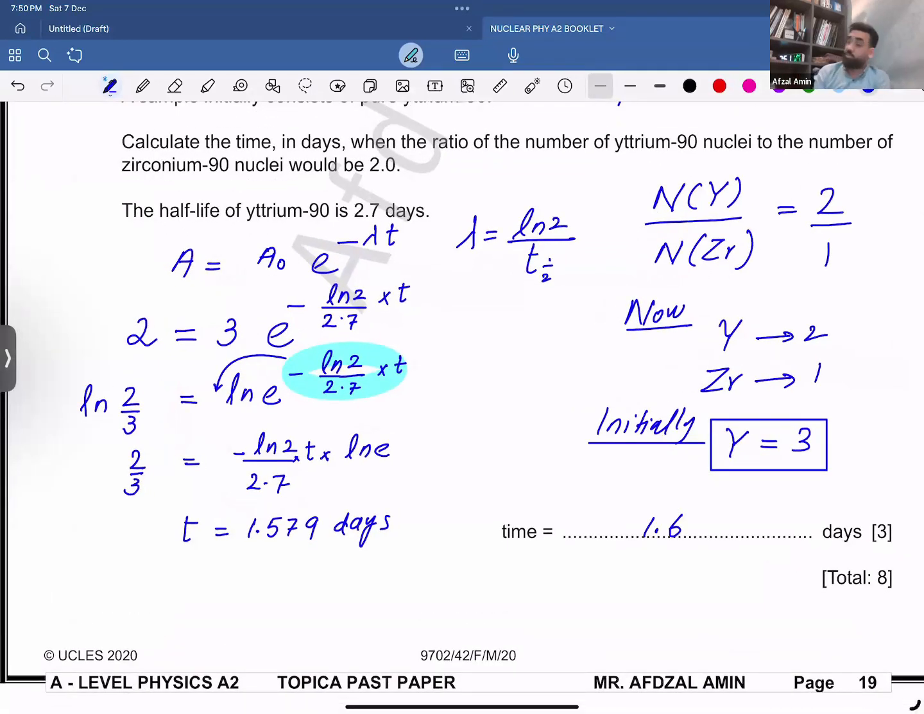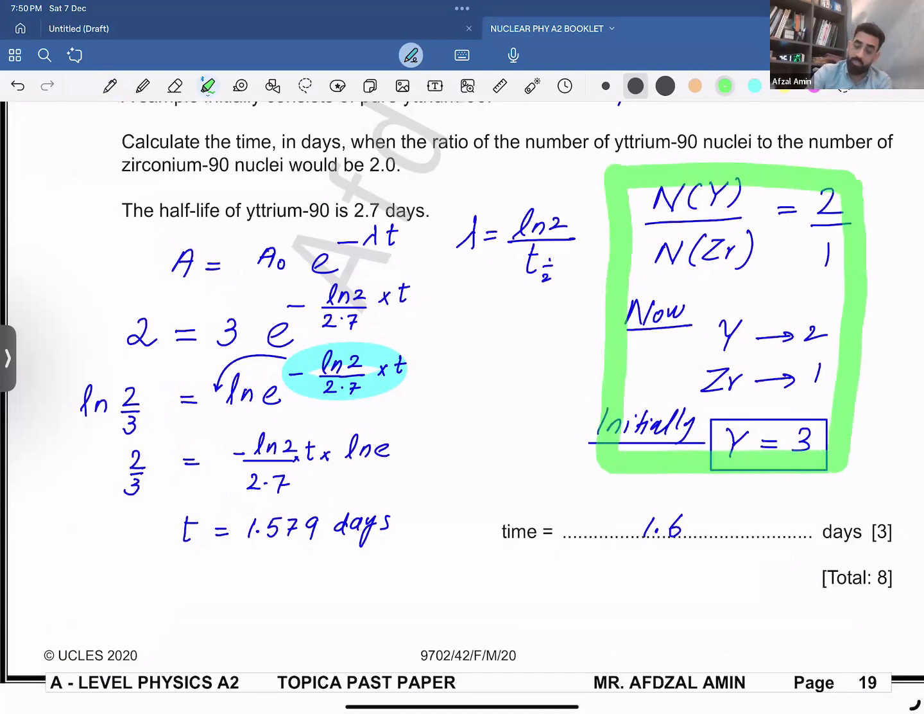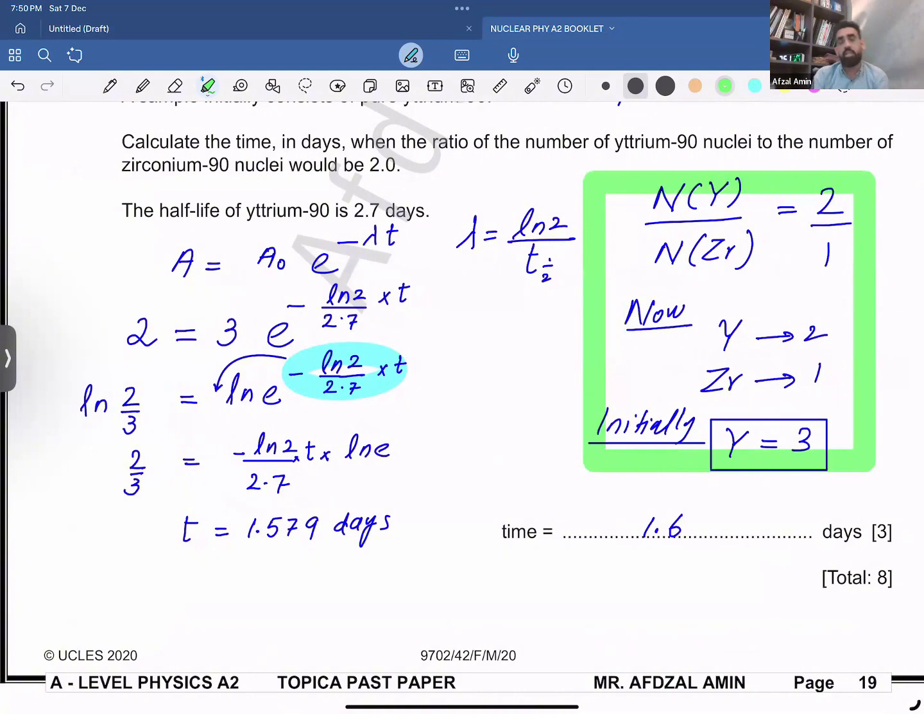My dear students, there was a trick to this question. Please make sure you review this. The trick was they gave you the ratio. So if the ratio was 2 to 1, the present amount of yttrium is 2 and zirconium is 1. So it means the total has to be 3, and the total is the initial activity. So we got the answer 1.6. You can copy. If you have a question, you can ask before we solve the next question. No question?